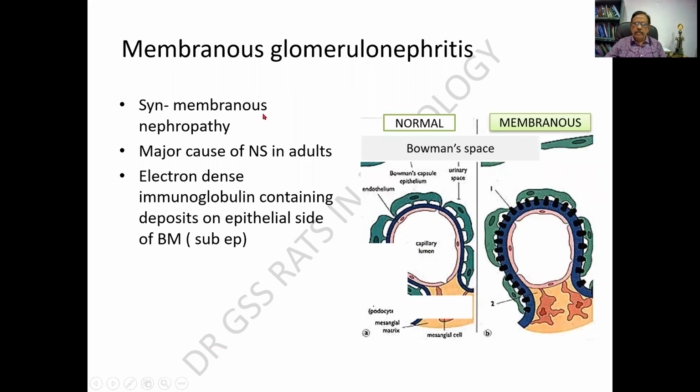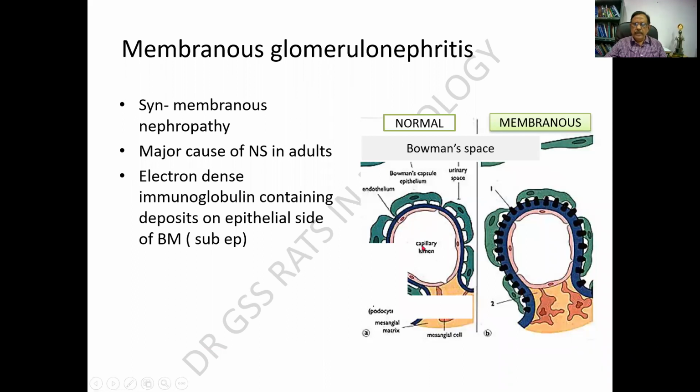It is also called membranous nephropathy, and it is a major cause of nephrotic syndrome in adults, whereas lipoid nephrosis is common in children. In this condition, we find electron-dense immunoglobulin containing deposits on the epithelial side of the basement membrane.